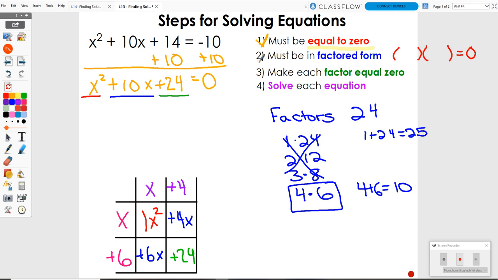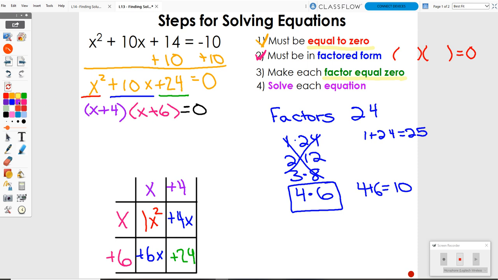So now we're going to write our factored form. And our factored form is going to be what we have on the top here. This x plus 4 is one of my factors. And the other factor I have is what's on the side here, this x plus 6. So x plus 4 times x plus 6 equals 0. So factored form equal to 0. Now we're ready for step 3, which is we're going to set each factor equal to 0.